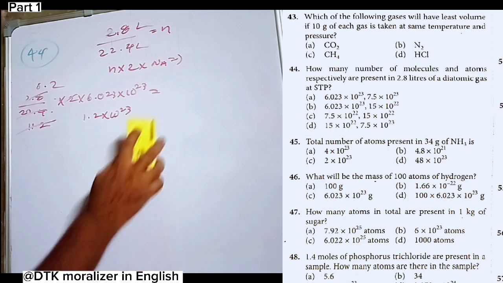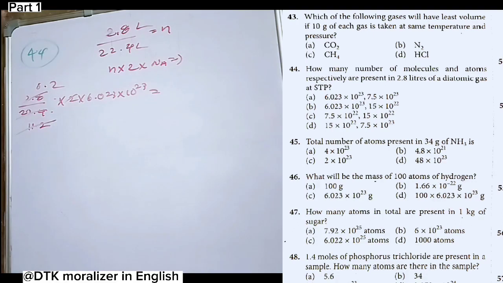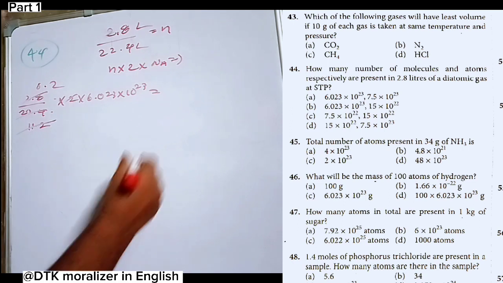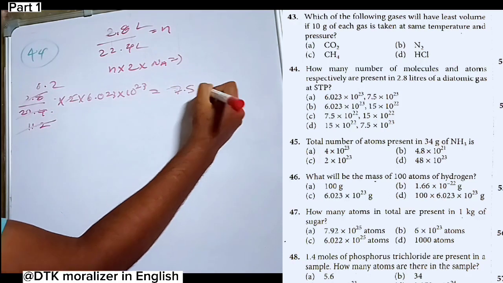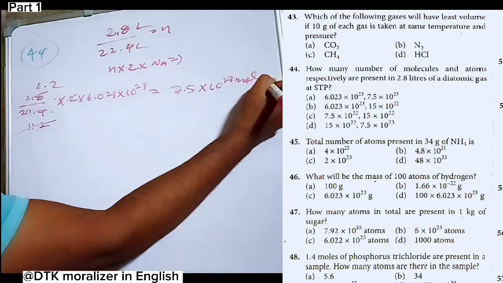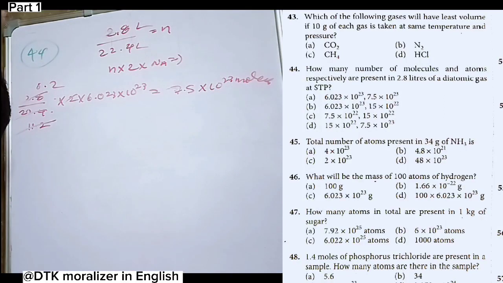So here when we multiply, I am obtaining the number of atoms. So here I am doing mole into 2 into Na. So this is for atoms.